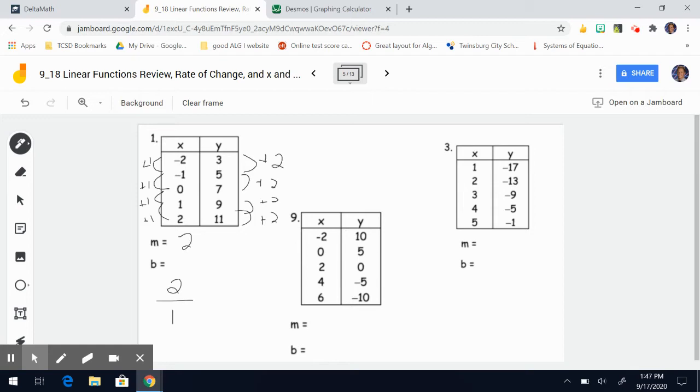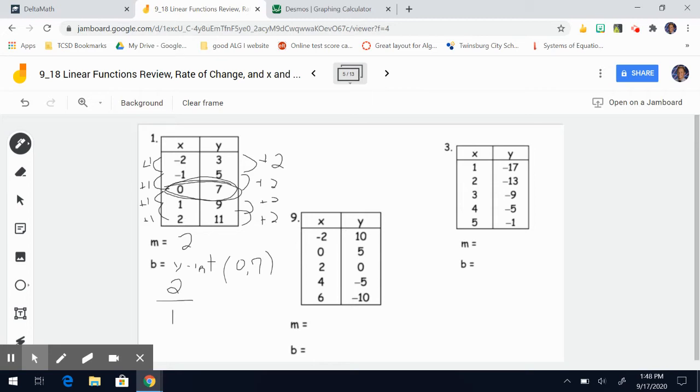And now we have b. B is talking about the y-intercept. The y-intercept is where it touches the y-axis. The easiest way to show this is where x is 0. So right here is a special point. That point is where it touches the y-axis. So we're going to call that the y-intercept, or b, in our y equals mx plus b formula. And that's going to be 0, 7 as an ordered pair. We are looking for where x is 0.